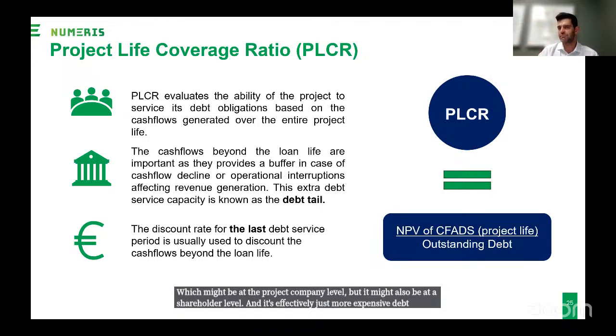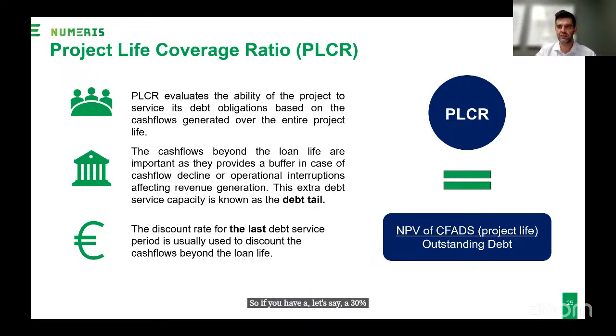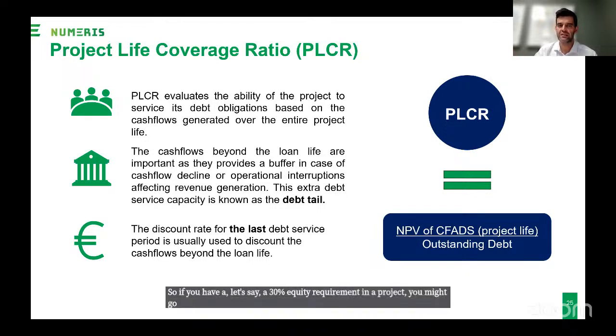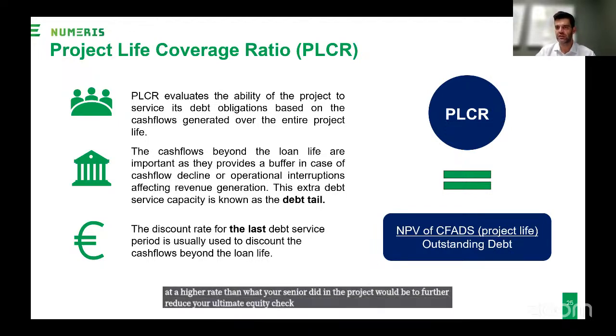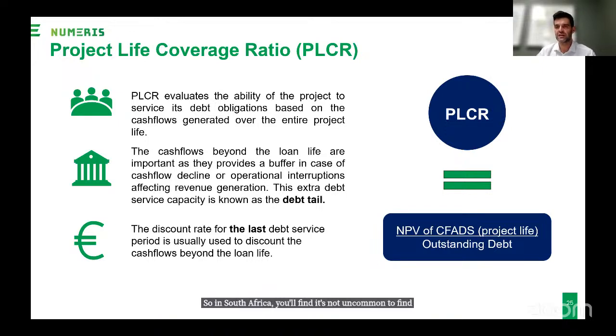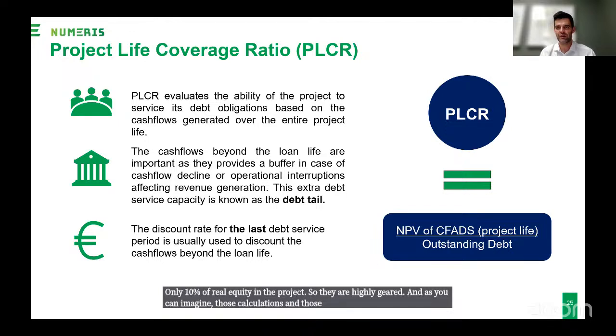So if you have, let's say, a 30% equity requirement in a project, you might go and borrow financing at a higher rate than what your senior debt in the project would be, to further reduce your ultimate equity check that's required in the project and ultimately enhance your equity returns slightly as well. So in South Africa, it's not uncommon to find projects with 80% senior debt, a further 10% mezz debt, and then ultimately only 10% of real equity in the project. So they are highly geared. And as you can imagine, those calculations and those sensitivities on coverage ratios become quite an interesting exercise in such a case.